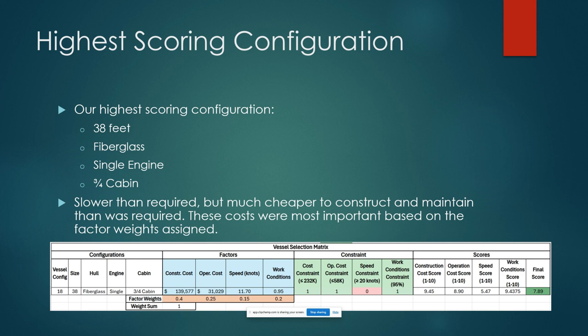And based on our assigned factor weights, we determined that construction cost was almost half of the weight, and operational cost was a quarter of the weight. Speed only ended up being 15% of the entire weighted score. So that could be a majority of the reason why this vessel excelled amongst the others.